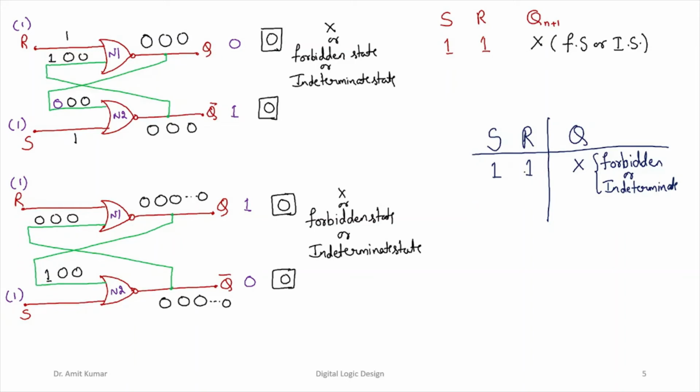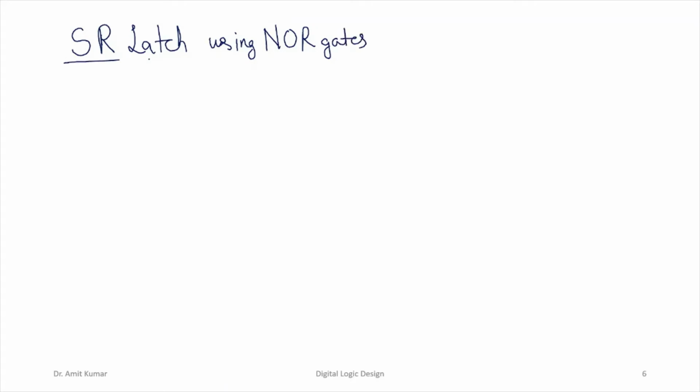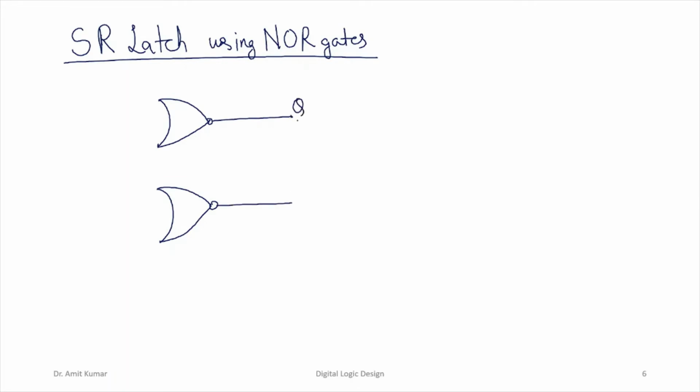Now, in order to conclude this SR latch using NOR gates, how can we conclude the operation? There are going to be two NOR gates which will be connecting the output with the input of these NOR gates in the feedback mechanism, right? So these are going to be the outputs, that is Q and Q bar.